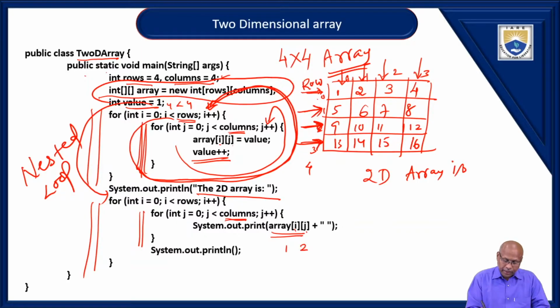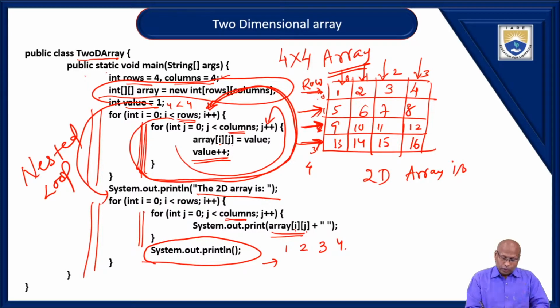Then 1, 2, 3, 4. After printing the first row, there is a statement called println. Then the cursor will come to the next line. Again I plus plus. Now it goes to, initially 0th row is over.